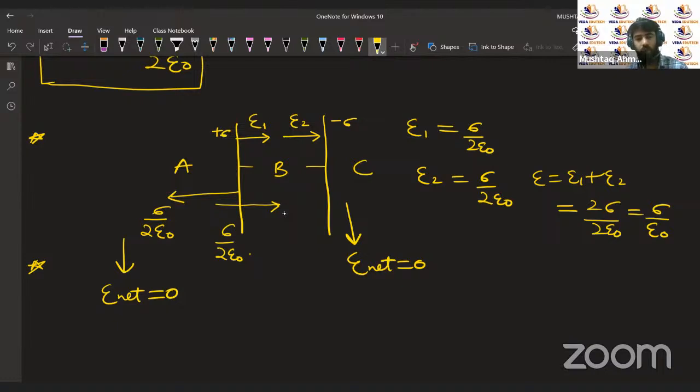So we can stop here, and in the next class we'll be discussing the electric field intensity calculation due to a non-conducting sphere, inside as well as outside of the sphere.